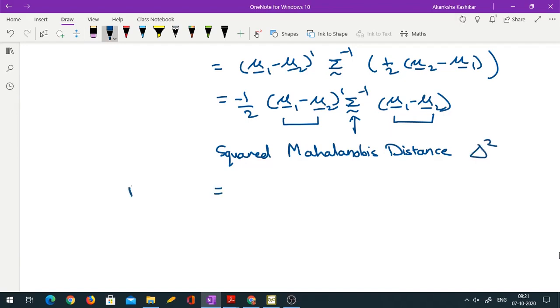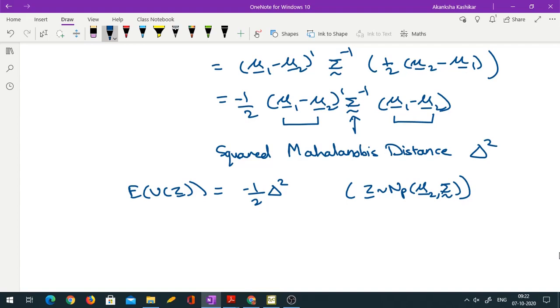So what we have proved is that the expectation of uz is minus half delta square if z comes from Np(mu2, sigma). So squared Mahalanobis distance is important. This is also known as statistical distance between two populations. Why statistical distance? Because we are not relying simply on the difference between the means. We are taking the variance into consideration.